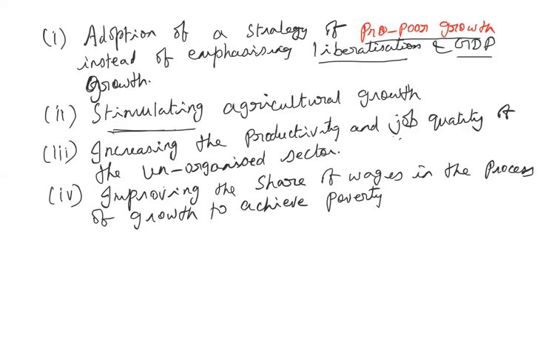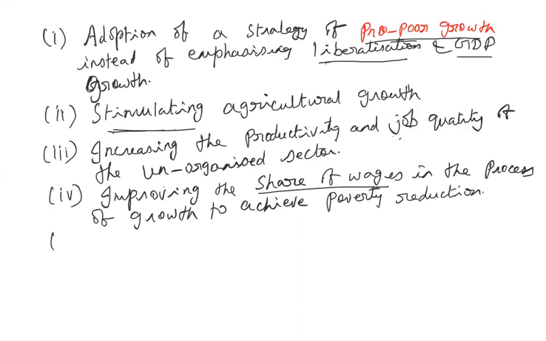The first point, emphasizing pro-poor growth. If that is done, automatically the share of wages in the total national income will keep on increasing. If that happens, the unemployment rate will decrease and the poverty will also decrease.